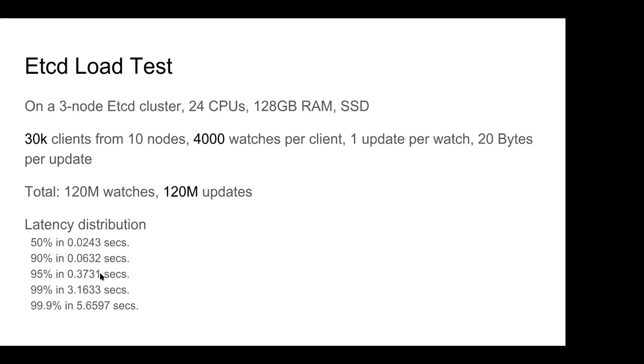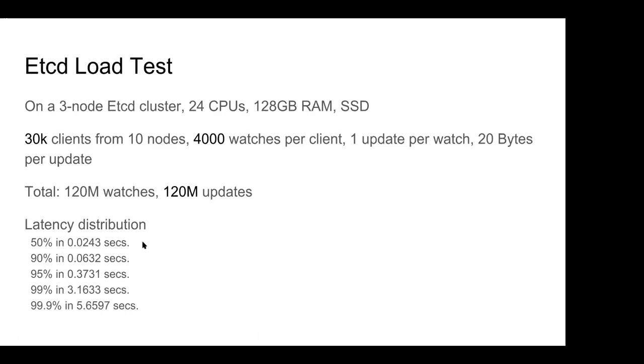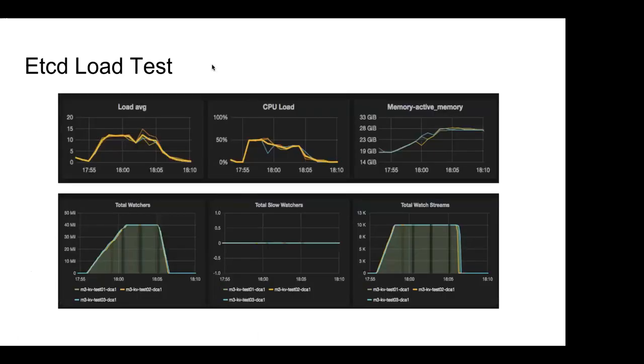The latency distribution, as you can see here, is pretty nice. We are very happy with the result. The load on all the boxes looked very nice to us. The load and memory were under no stress at all, and the number of watches were evenly distributed among the boxes. There are no slow watches, and we're also happy with the fact that watches are reusing and sharing streams.